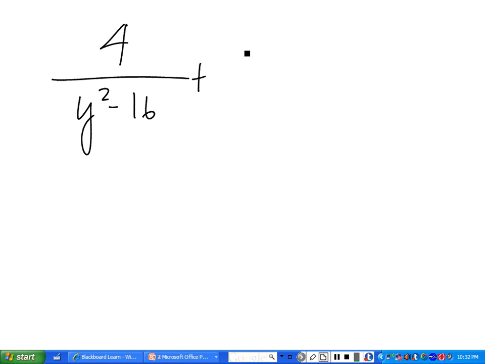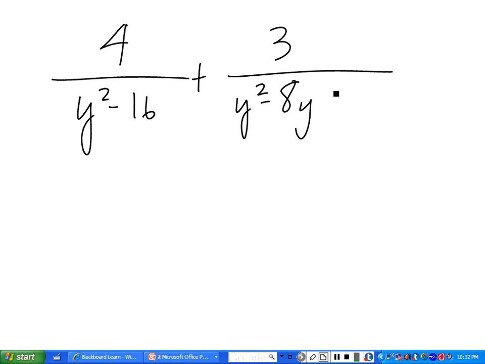Perhaps one more. Let's make one up. 4 over y squared minus 16 plus 3 over y squared minus 8y plus 16.